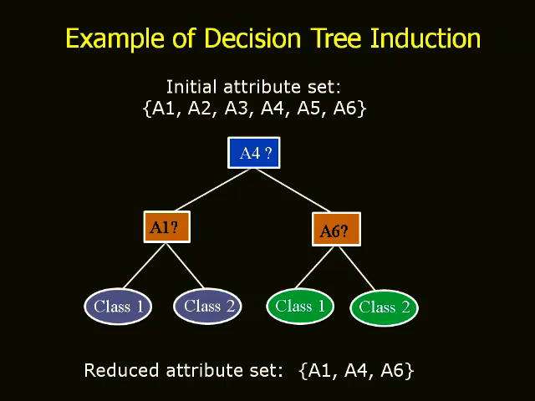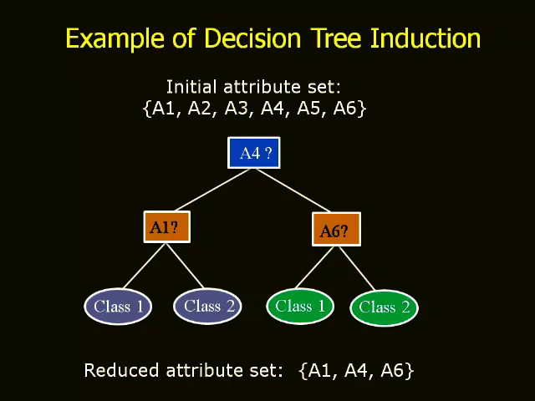So first we divide the data by taking the attribute A4, then we get 2 distinct groups. Then again in one group the attribute A1 is used to determine the class label, whereas in the other group attribute A6 is used to determine the class label. So therefore, if we combine all the attributes used in this tree, we get a set of 3 attributes A1, A4, A6, which is a reduced representation of the initial attribute set.